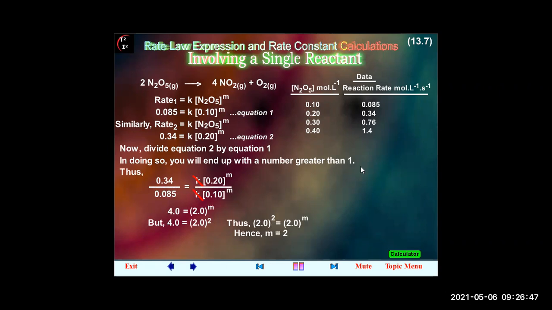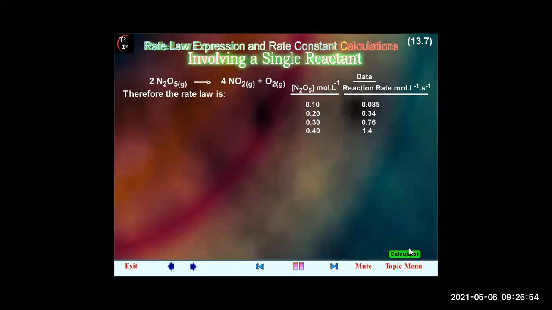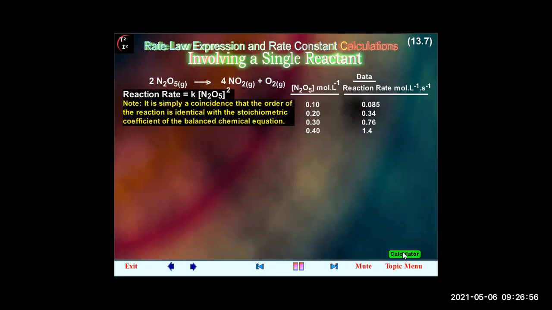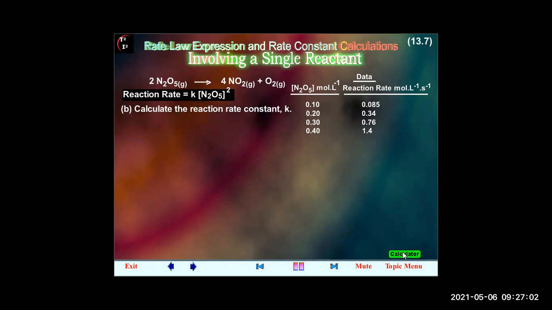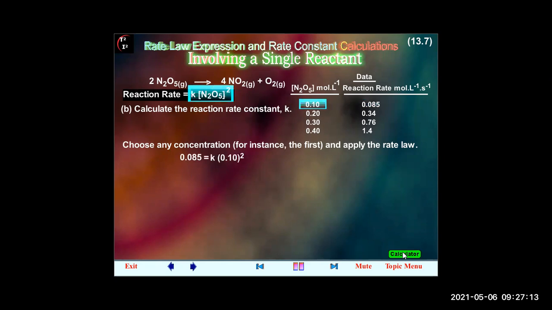Hence, M equals 2. The reaction is second order with respect to N2O5. Therefore, the rate law is reaction rate equals K times the concentration N2O5 raised to the power of 2. B. Calculate the reaction rate constant K. Choose any concentration, for instance the first, and apply the rate law. 0.085 equals K times 0.10 raised to the power of 2.